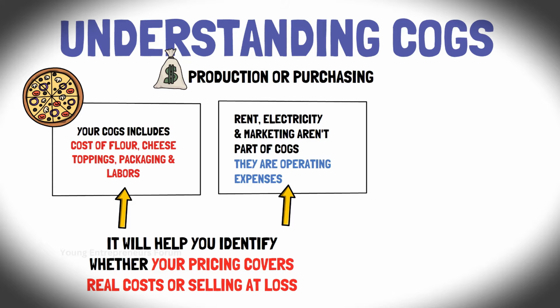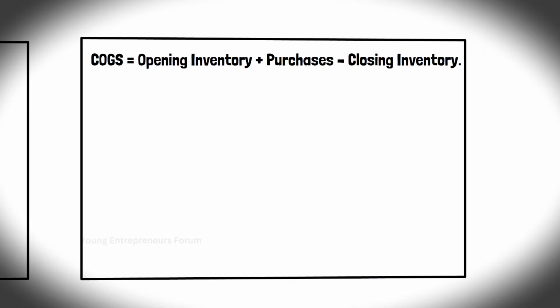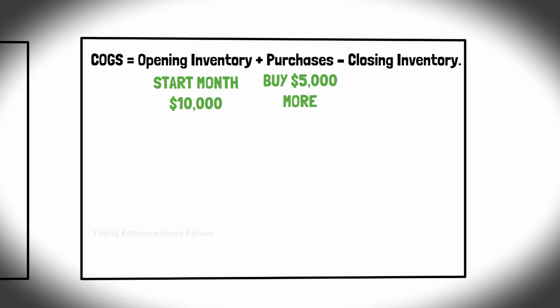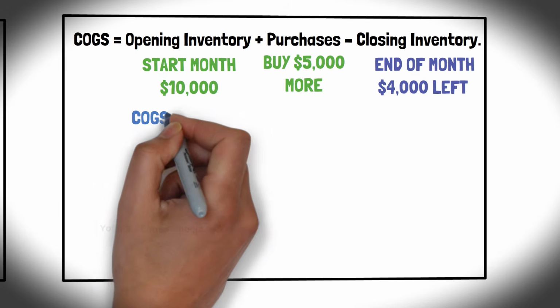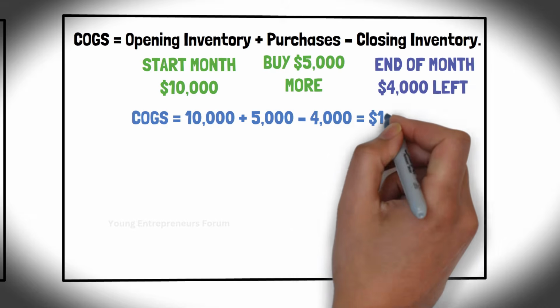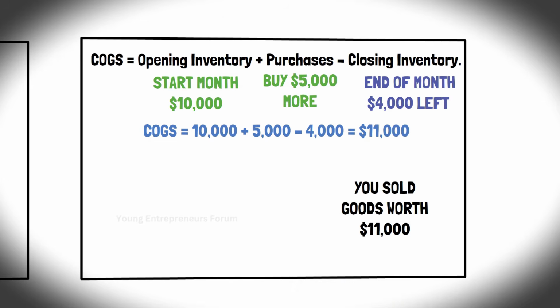Now, let's move to the formula. The standard cost of goods sold formula is COGS equals opening inventory plus purchases minus closing inventory. Imagine you start the month with $10,000 worth of goods, buy $5,000 more, and end the month with $4,000 left. Your COGS equals $10,000 plus $5,000 minus $4,000 equals $11,000. This means you sold goods worth $11,000.